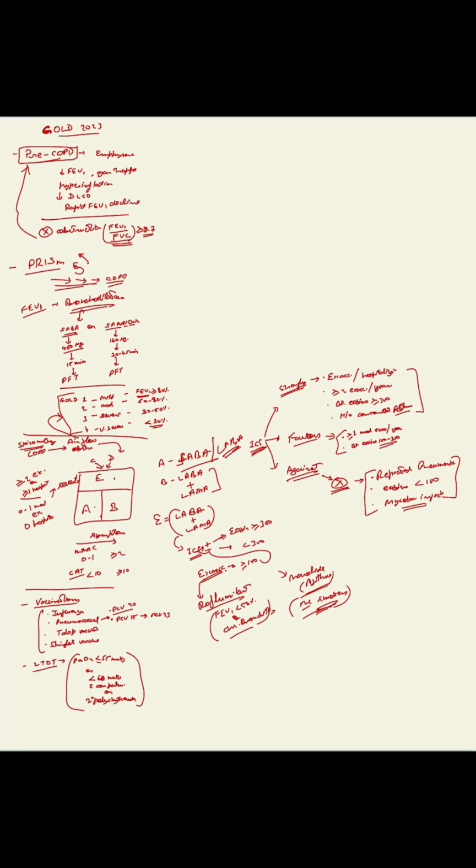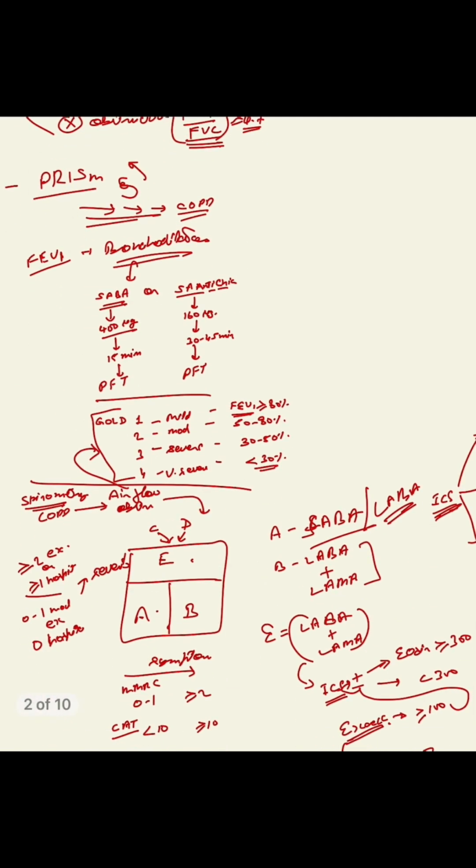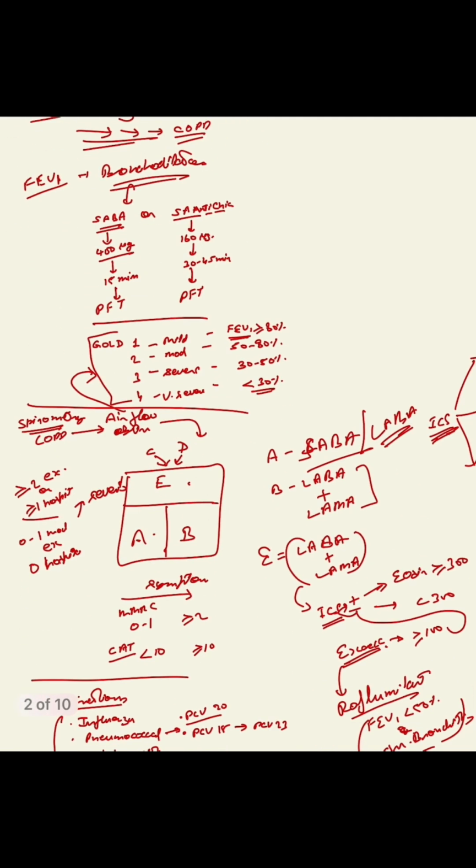Now to summarize the latest GOLD criteria changes in 2023, we will summarize that in just 1 minute. There are new terms like pre-COPD and PRISm. These pre-COPD and PRISm patients do not lie in the category of COPD, but these kinds of patients can present as COPD in the future years, coming up to 5 years, but they can revert back also. For bronchodilation, we can use short-acting beta agonist or short-acting anticholinergics in the dose we have discussed.